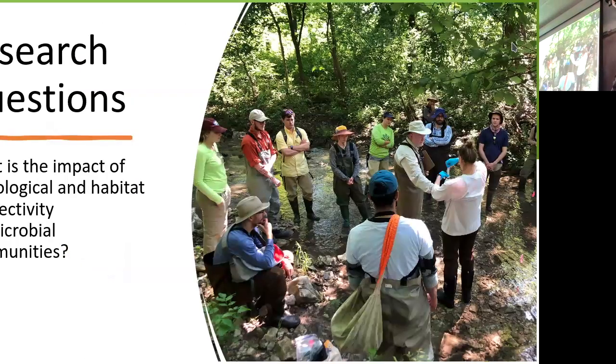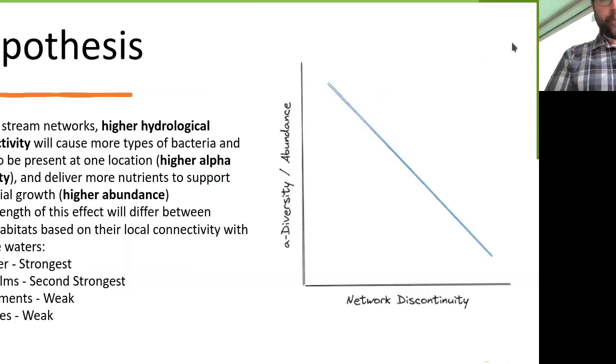So, research question: what is the impact of this hydrological and habitat connectivity, right? You're fragmenting the system as things dry, on the microbial communities. That was our overarching question. So we had some hypotheses. Higher hydrological connectivity will cause more types of bacteria and fungi to be present at one location, so higher alpha diversity, right? You're just having more things in the system, so you're going to have higher alpha diversity. And they'll deliver more nutrients, right? So you're getting more stream flow, nutrients are flushing in, you're going to have higher abundances. That was our starting hypothesis.